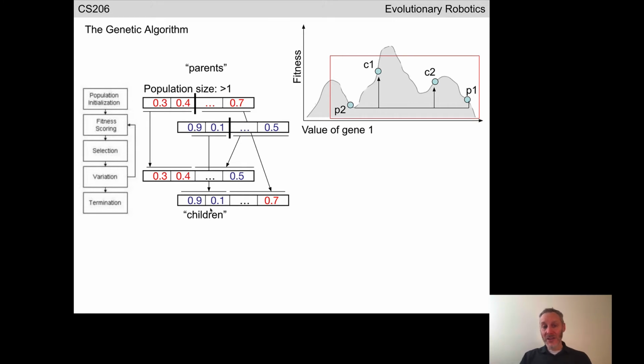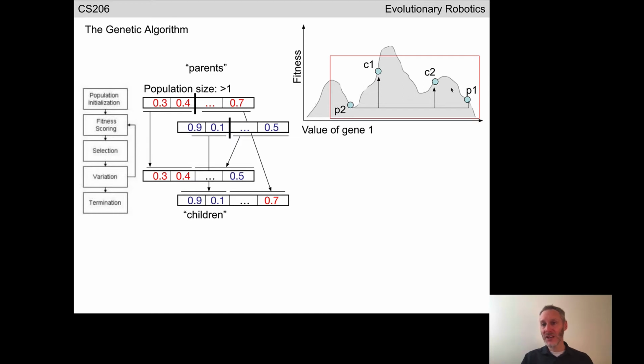We can do the same thing to produce a second child. In this case, we can do the opposite. We can take all of the genetic material to the right of the cut in parent 1 and put that into child 2, and we can take everything to the left of the cut from parent 2 and drop it into child 2. So like in nature, the children produced by sexual recombination of two or more parents receive different combinations of genetic material from the parents.